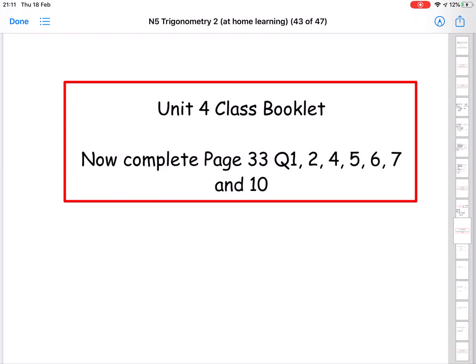So in the booklet it is page 33. The questions I've chosen there are 1, 2, 4, 5, 6, 7 and 10. So a whole mixture of questions, all different variations of information being given on the diagrams, and really we now need to spend the time focusing on that skill of knowing which rule to use. Is it sine rule, is it cosine rule, and then working our way through the steps of working. Okay, so I would like you to make a start on this today if you have the time.